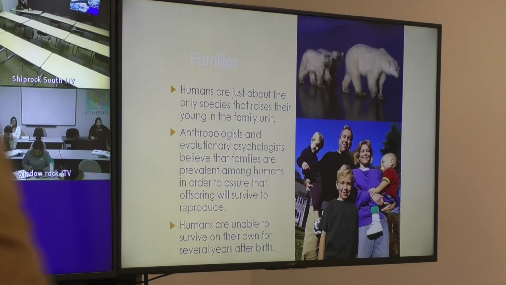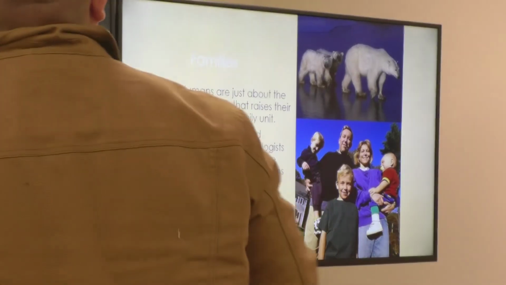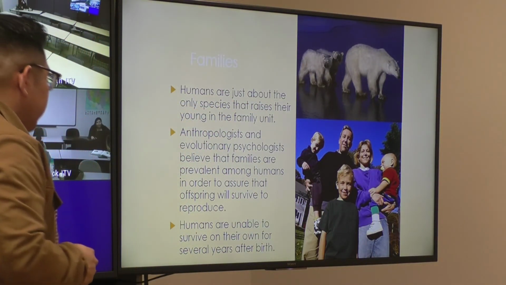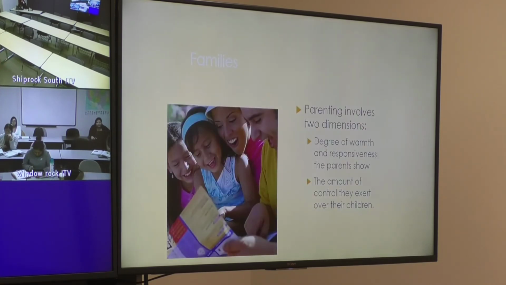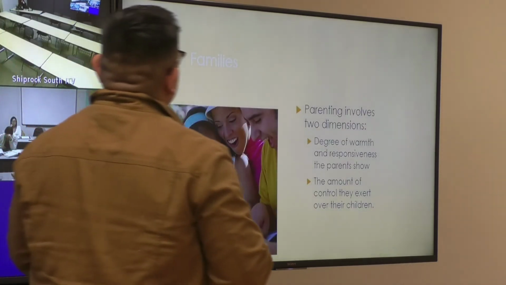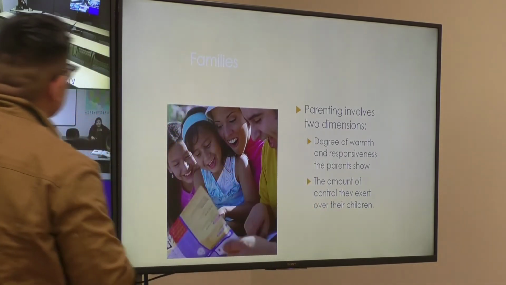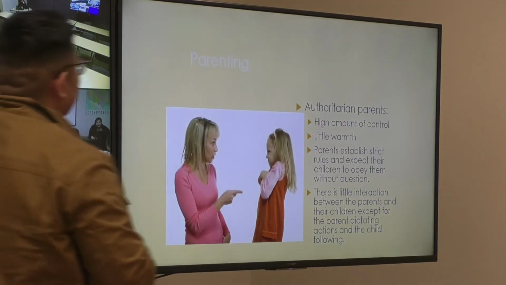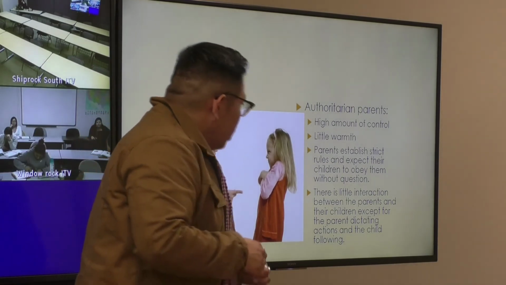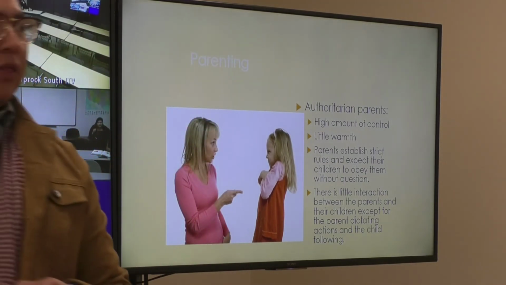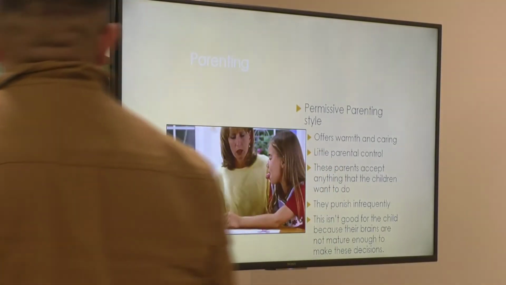So, families. Humans are just about the only species that raise their young in the family unit. Humans are unable to survive on their own for several years after birth. Parenting involves two dimensions: degree of warmth and responsiveness, as well as the amount of control they exert over their children. Within that, you have authoritarian parents who are initially controlling overall. And within that, you have different types of attachments. You have authoritarian, you have permissive parents.